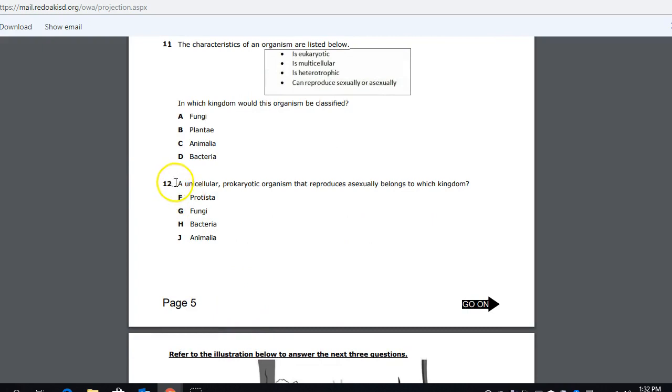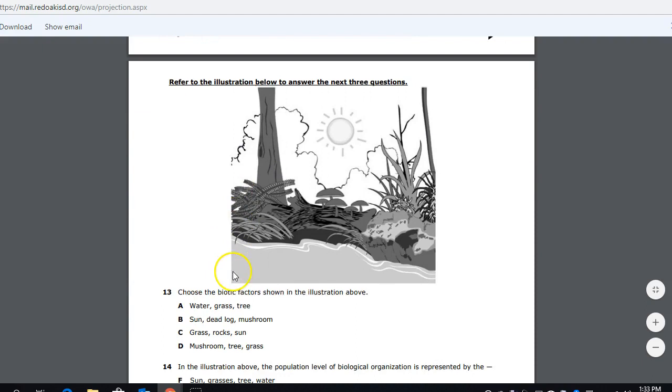Number 12. A unicellular prokaryotic organism that reproduces asexually belongs to which kingdom? Is it F, protista? Is it G, fungi? Is it H, bacteria? Is it J, Animalia?